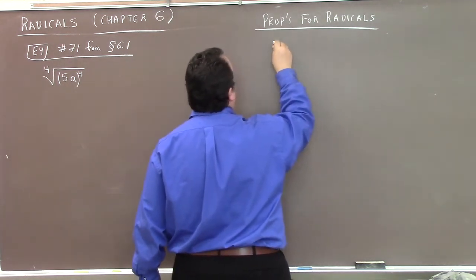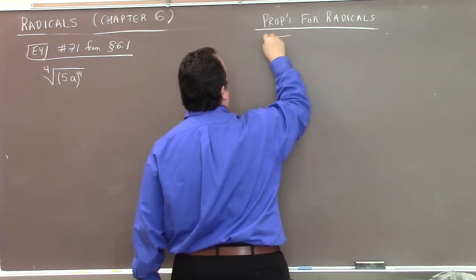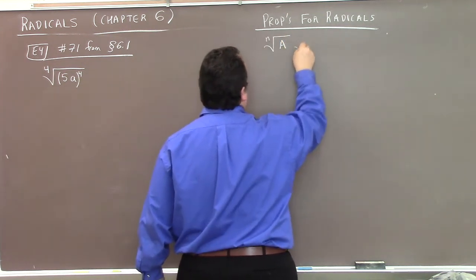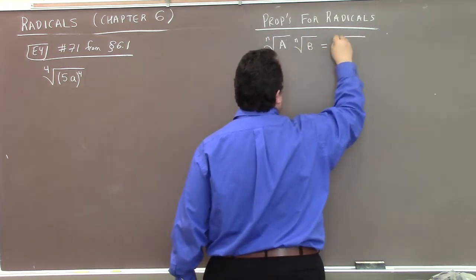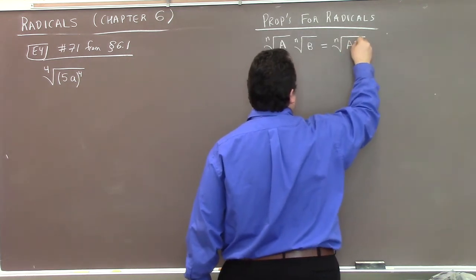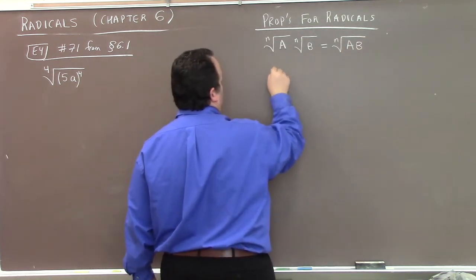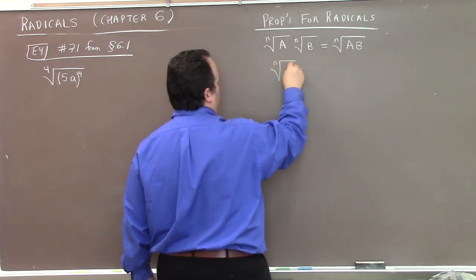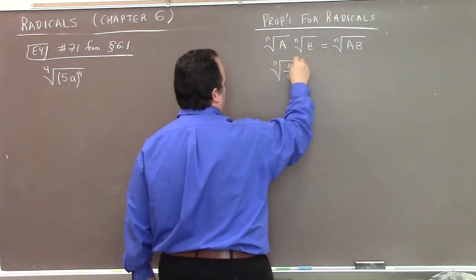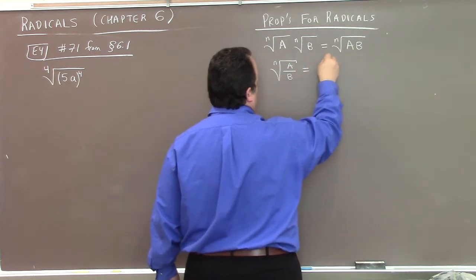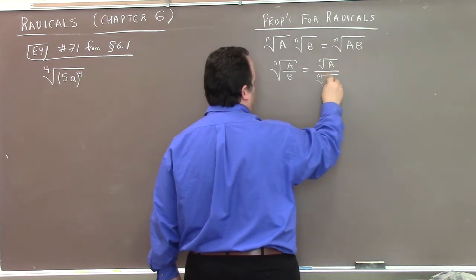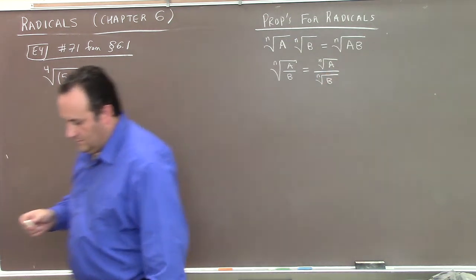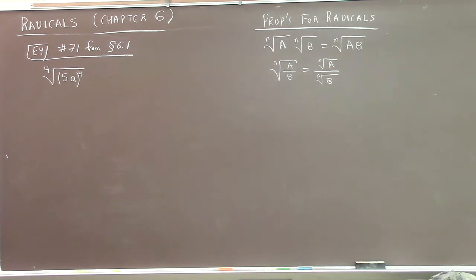So we have the nth root of a times the nth root of b is the nth root of ab, and the nth root of a over b is equal to the nth root of a over the nth root of b. I think those are important to know.